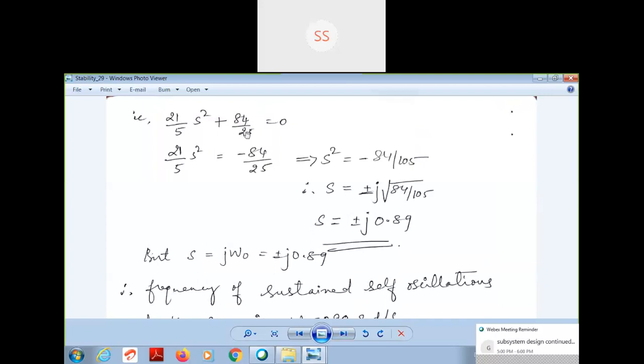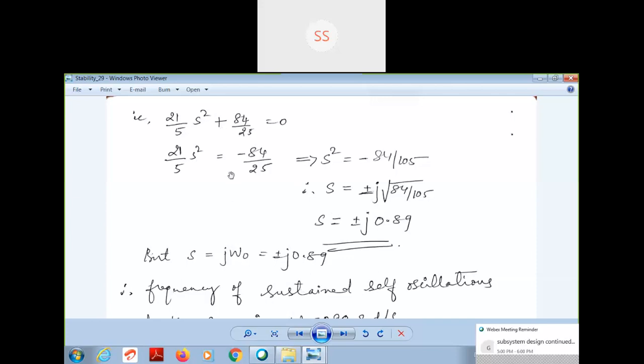We don't want to differentiate here, because we are not here to complete the root array. We have to simply inspect what those roots are. What will the roots be if k is 84 by 25? We are checking the limiting condition on the gain value, so there is no need to differentiate.